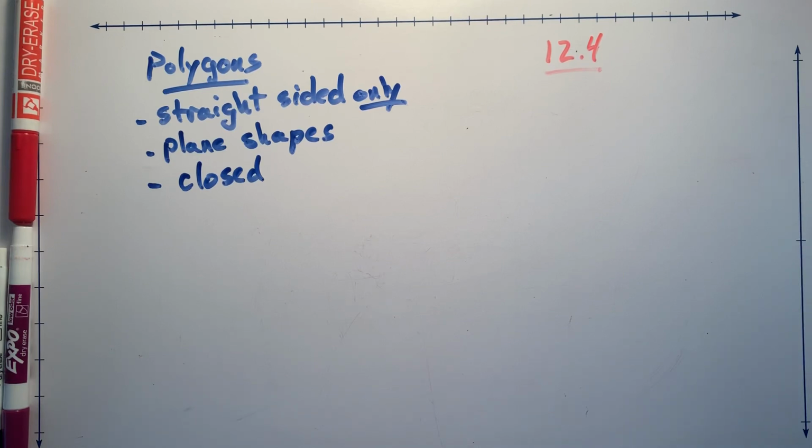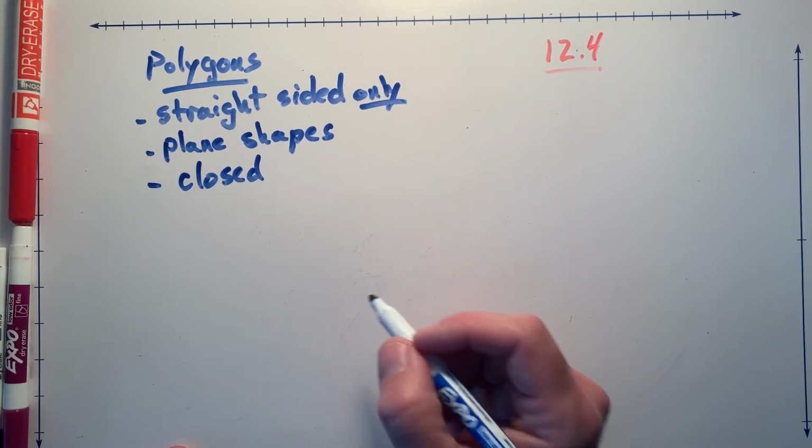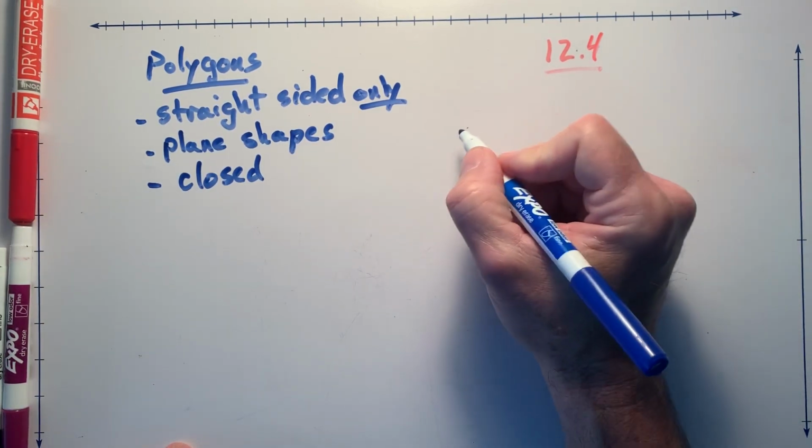Now we've talked about angles, and today we're actually going to talk about the sides of the polygons. We're going to look at the lines that make up, or in this case, the line segments that make up those shapes. And we're going to look at 3 types of lines. First of all, one of the types is intersecting.